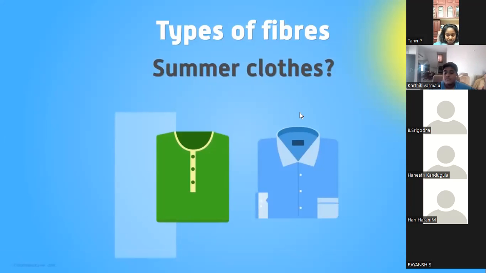Sir, cotton is good at absorbing water, right? So it will absorb the sweat from the body, and also cotton is a good passage for air. So when you wear cotton clothes, air can pass through the fabric easily. It will also reflect the sunlight. It will not absorb the sunlight. Very good.